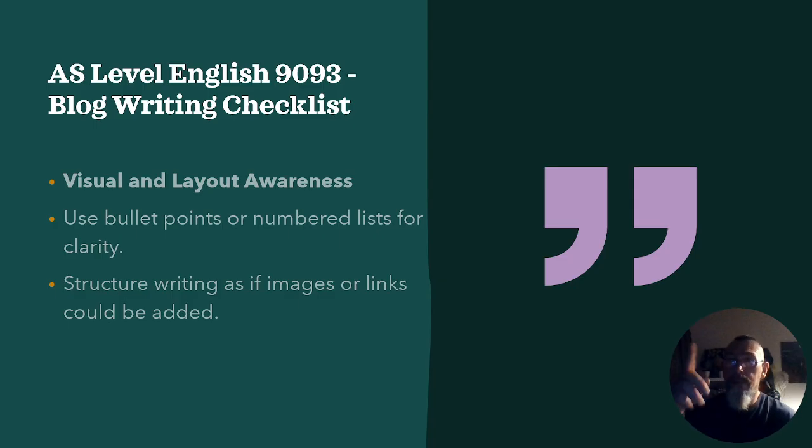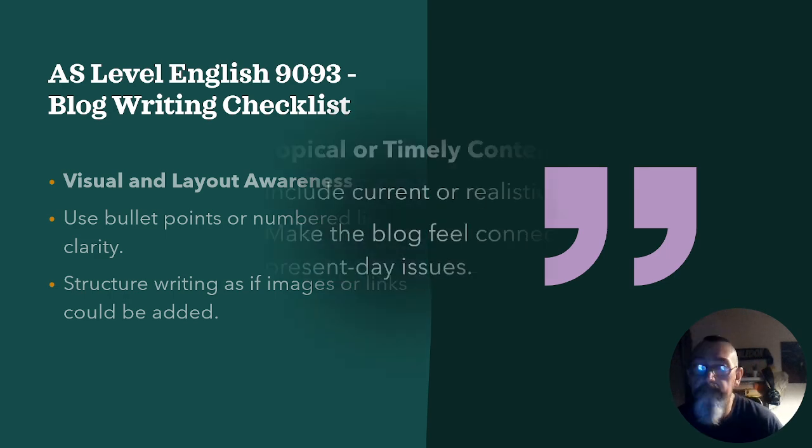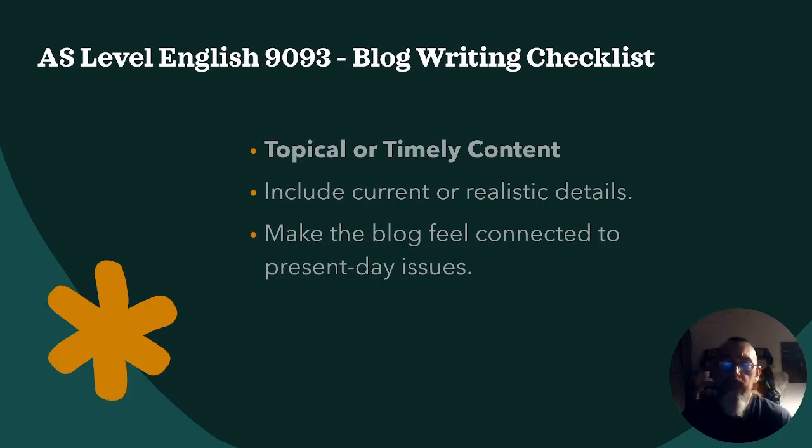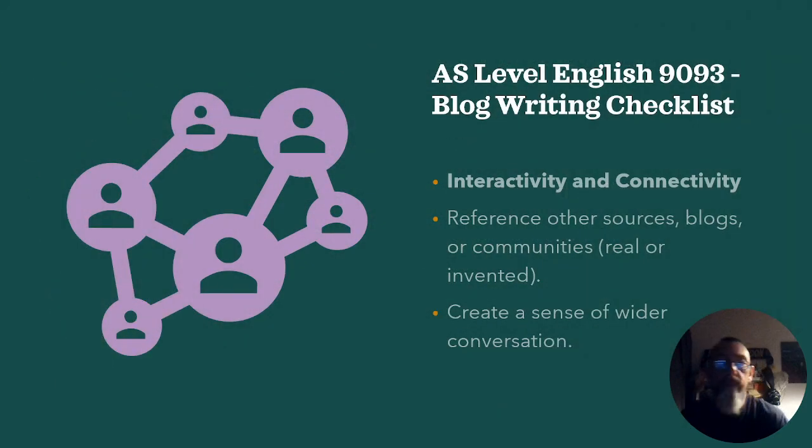Crazyteachernick.com, something like that, afcwimbledon.com. Include current or realistic details. This is what I was saying earlier about being specific. Make the blog feel connected to present day issues, so that it remains interesting, depending on what the question asks you to do. Read your question. The question is there to guide you. I've said that a million times too.